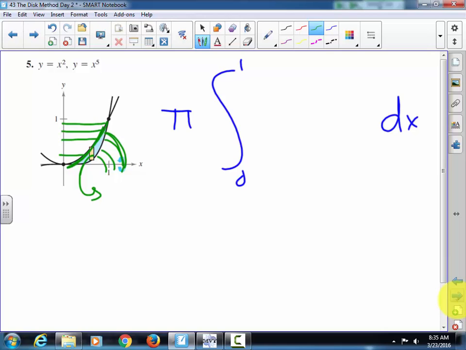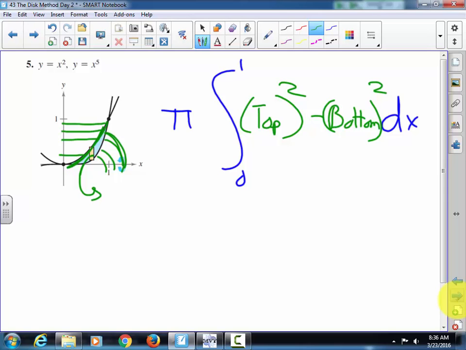How am I going to make just the top curve? How would I find the volume of just the top curve? Square the top. So it's going to be the top squared minus, how would I do just the bottom? Bottom squared. Remember a few weeks ago I said top minus bottom was going to keep showing up? It's going to keep showing up. So, basically you just square them both. Now, which one's the top? Is x squared or x to the fifth the top one? Squared.